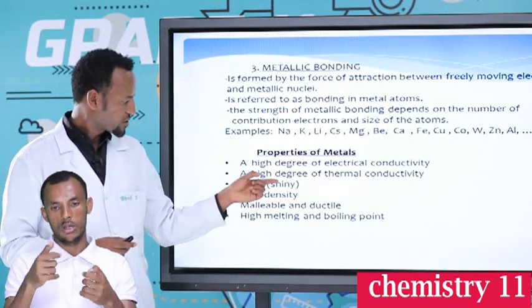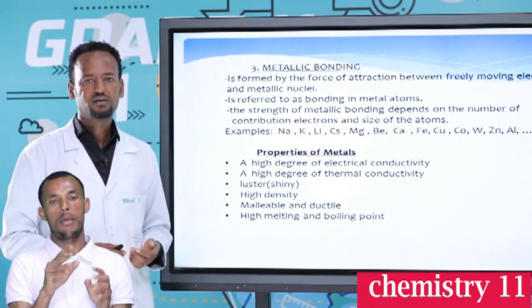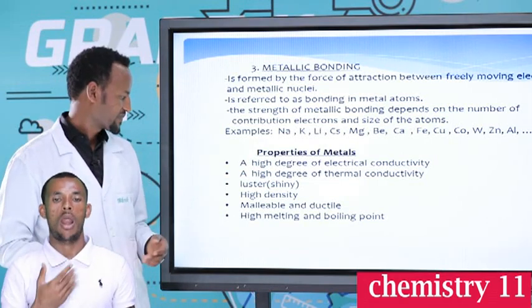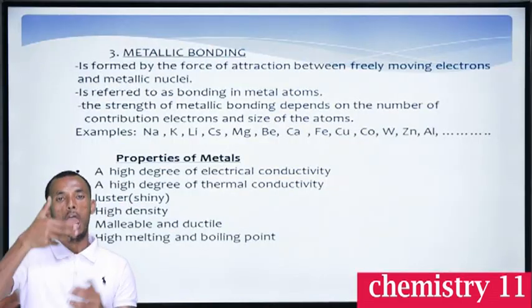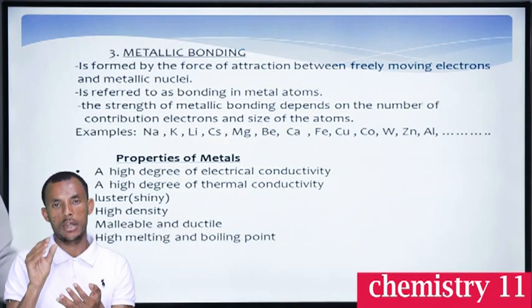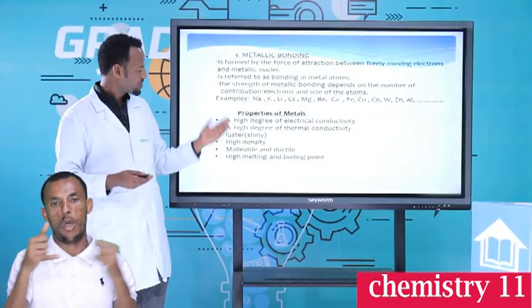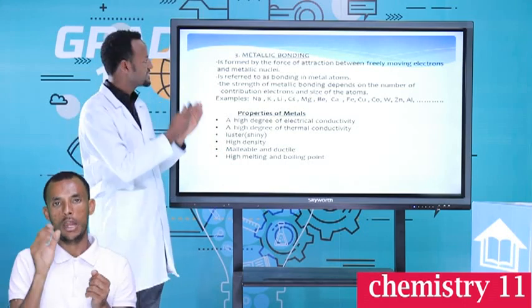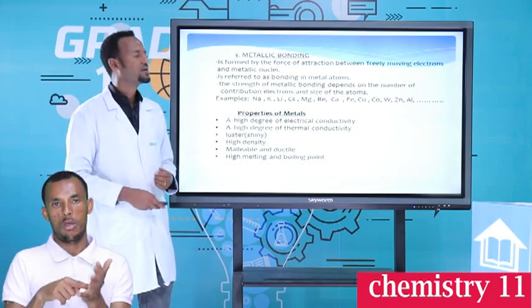They have luster or shine. Most metals are silver or gray in color. Metals have high density, and are malleable and ductile. Malleable like sheets, ductile like wires. These are the properties of metals. High melting and high boiling points are also characteristics of metals.